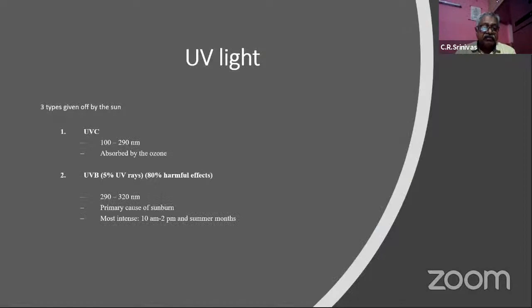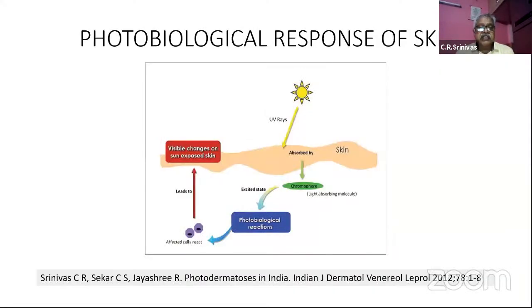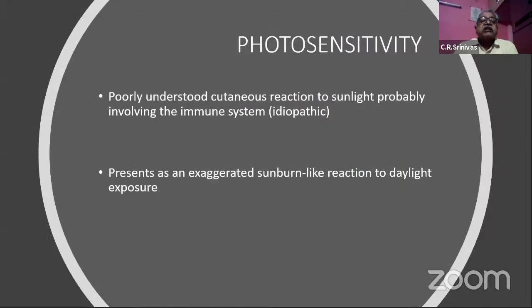So these are the rays which I told you all about. And this is what happens. Sunlight comes down. It is absorbed. Then there are photobiological processes initiated. And then the visible changes occur on the skin. Photosensitivity is not properly understood, as I told you, why it occurs. The pathomechanism still has a lot of gray areas. So in other words, there is a dark area in this photosensitivity.